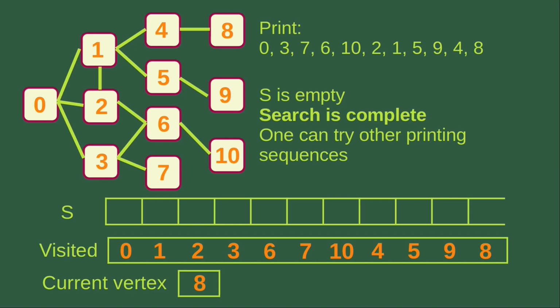As we know that the order of the traversal is not unique, we can try another way of printing out the sequences. So you can try to give me other sequences following a depth-first search principle and post your answer at the comment section below the video.